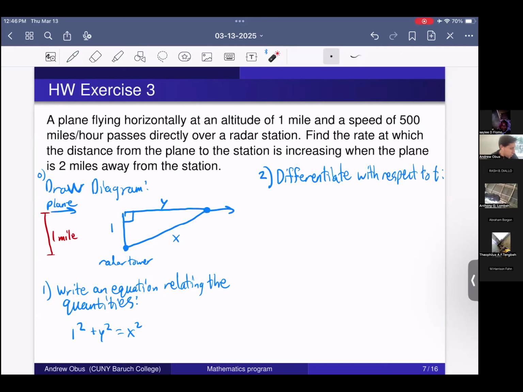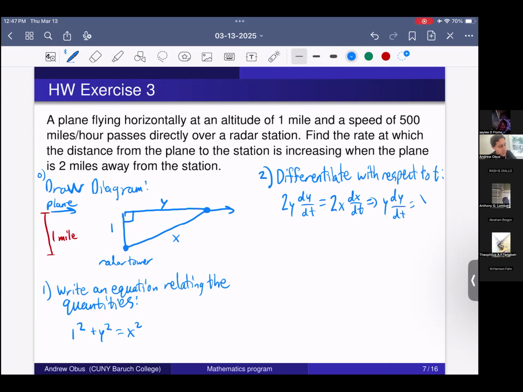So the 1 squared, that's just 1. That just becomes 0. The y squared, remember how we do these differentiations. y squared, we take the derivative like normal, so that would become 2y. But since we differentiated a y term, we have to multiply by dy/dt. So this becomes 2y dy/dt equals, and then on the other side, it's the same thing, but with x instead of y. So equals 2x dx/dt. Or we can simplify this: y dy/dt equals x dx/dt.